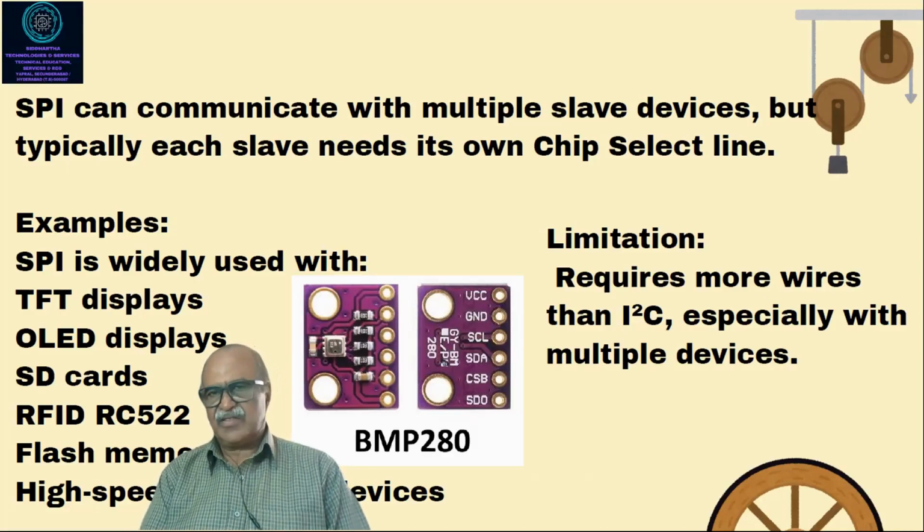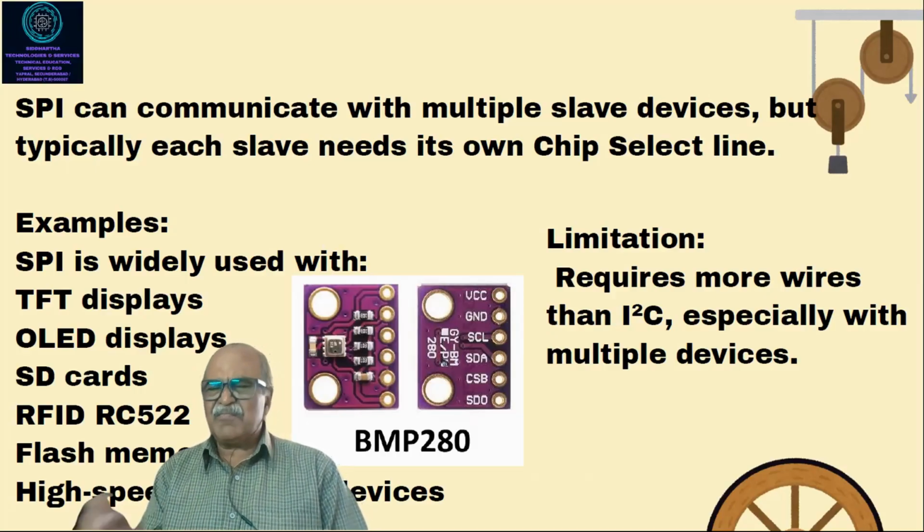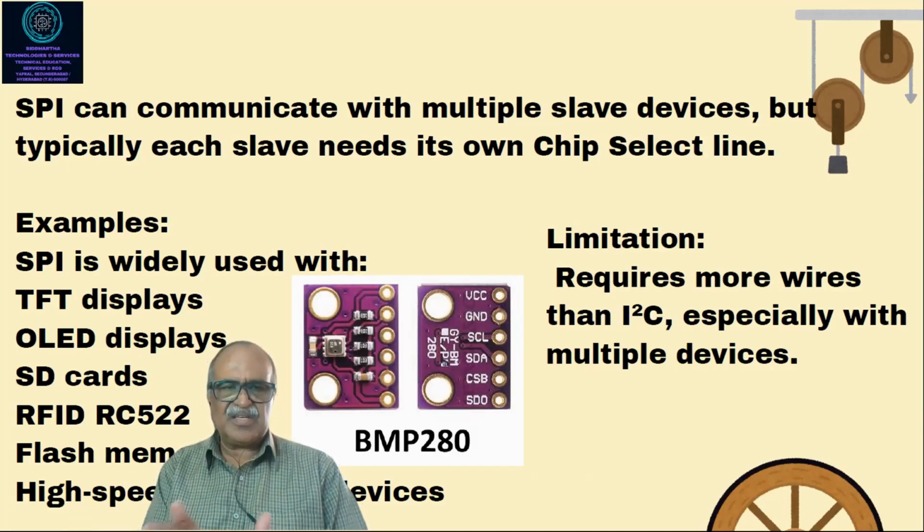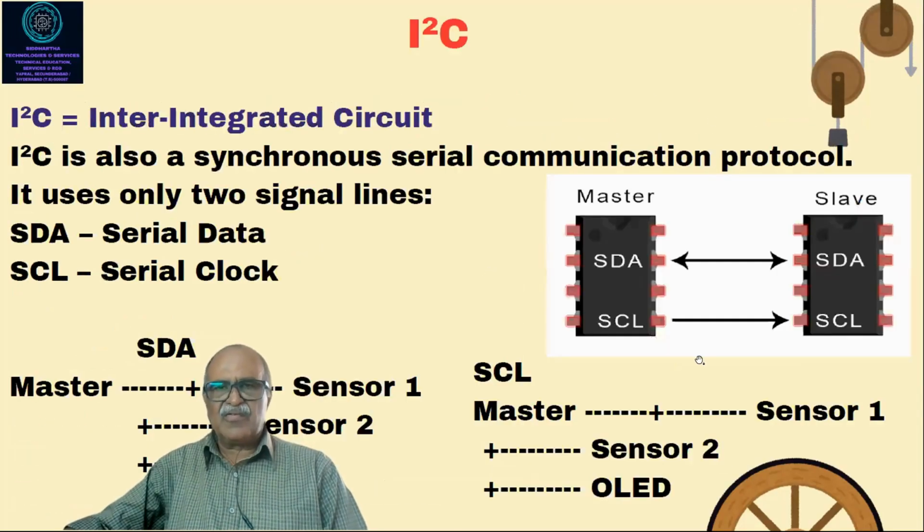Now, what are the limitations of SPI especially? It requires more wires than I²C, especially with multiple devices. When there are multiple devices, your wires will be MISO, MOSI, clock, SDA, CS; all these connections are to be given. So this is the drawback or limitation of SPI communication. All right. So now we'll go to I²C.